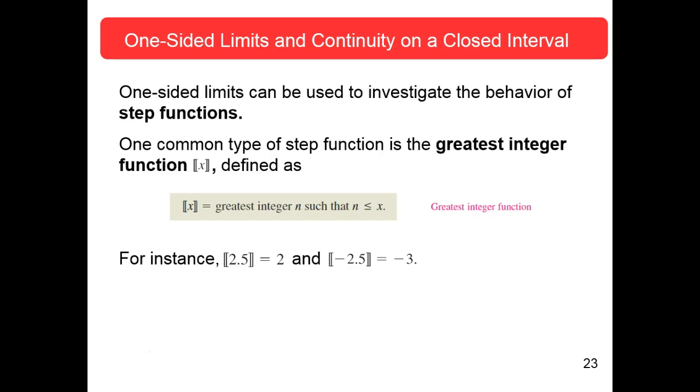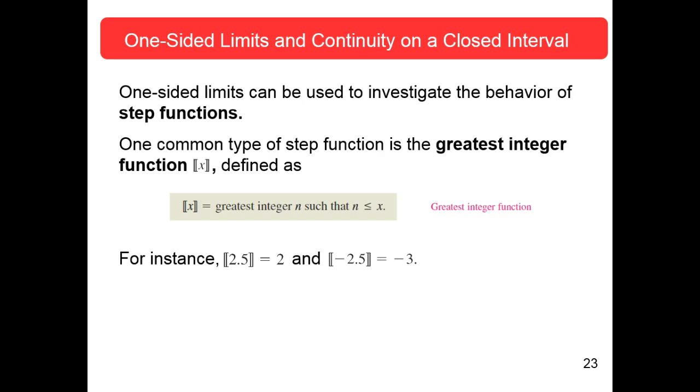Okay? So, what's the greatest integer in 2.5? 2, yeah. The greatest integer n that's less than or equal to that. That would be 2. 3 would be too much. Okay, that would be 2.